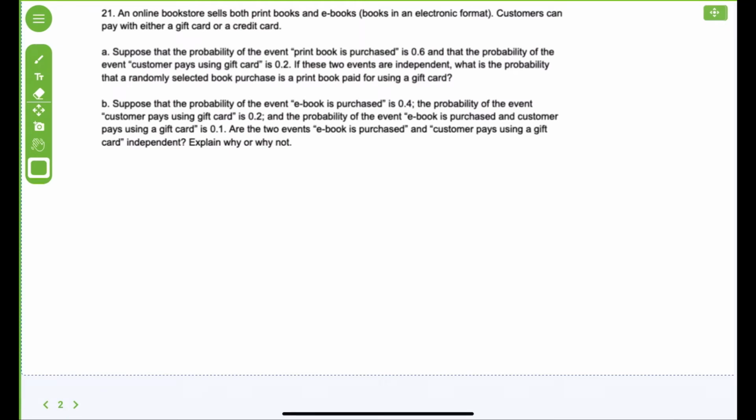All right, now 21 says an online bookstore sells both print books and ebooks. And customers can pay with either a gift card or a credit card. Suppose that the probability of the event print book is purchased is 0.6, and that the probability of the event customer paying with a gift card is 0.2. If these two events are independent, what is the probability that the randomly selected book purchase is a print book paid for using a gift card? Well, all we would have to do is simply multiply those two together.